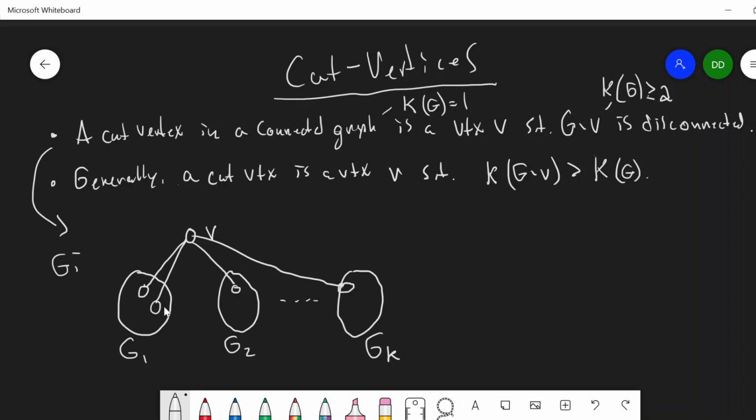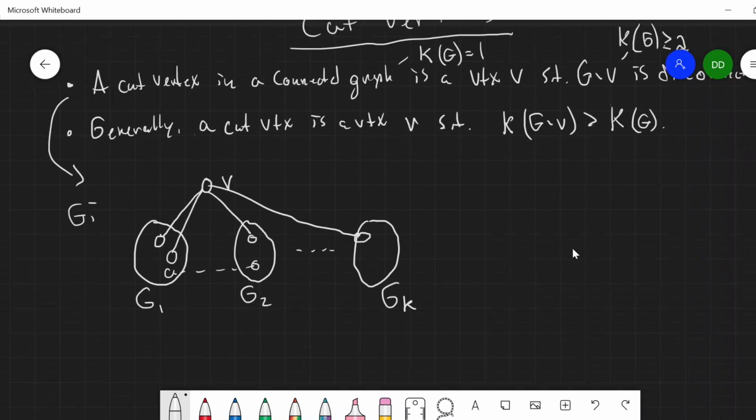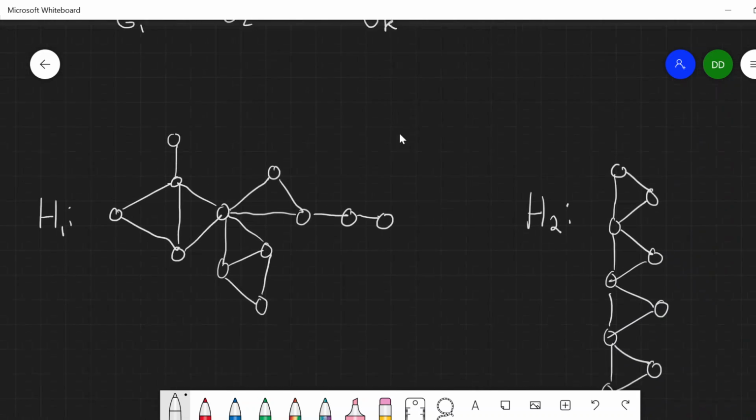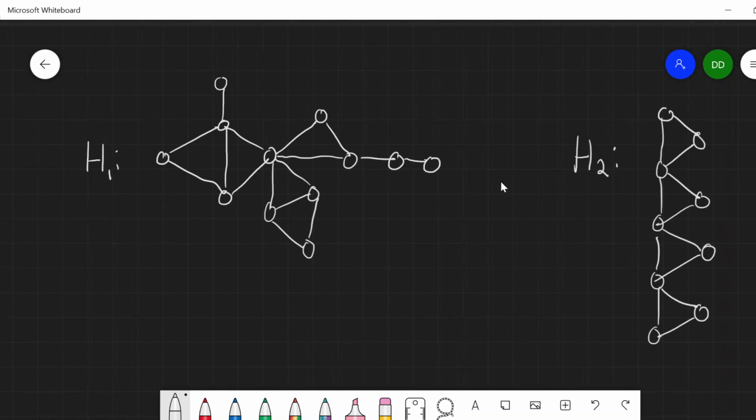The other thing to notice here is I can't have edges between components, right? I can't have a vertex here that's adjacent to a vertex in that component of G minus V. Otherwise, the removal of V would not disconnect the graph. And so this is our picture. We remove V, we end up with these components. V is adjacent to at least one vertex in each one, and there's no edges between these components. So this will be helpful to prove a couple theorems. But let's take a look at a couple examples of cut vertices.